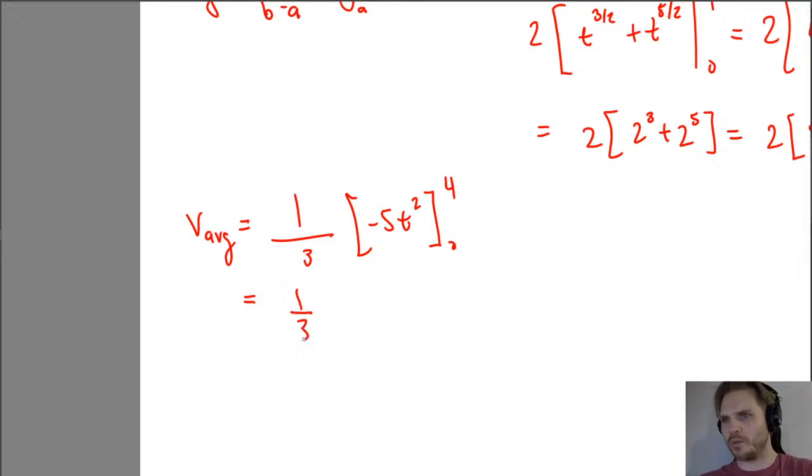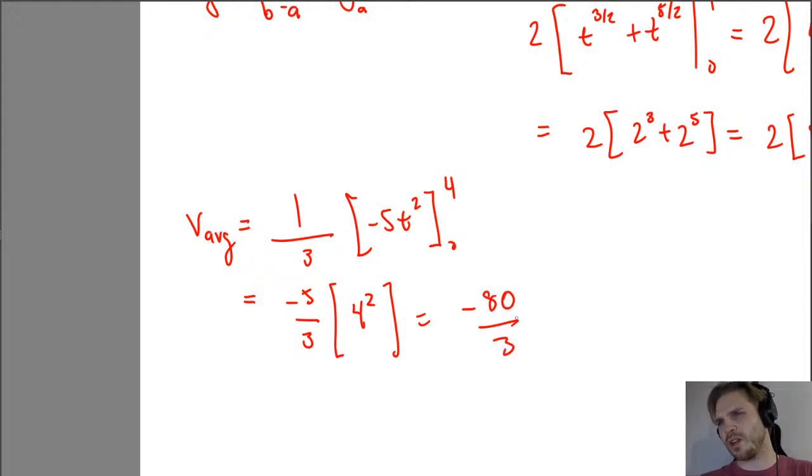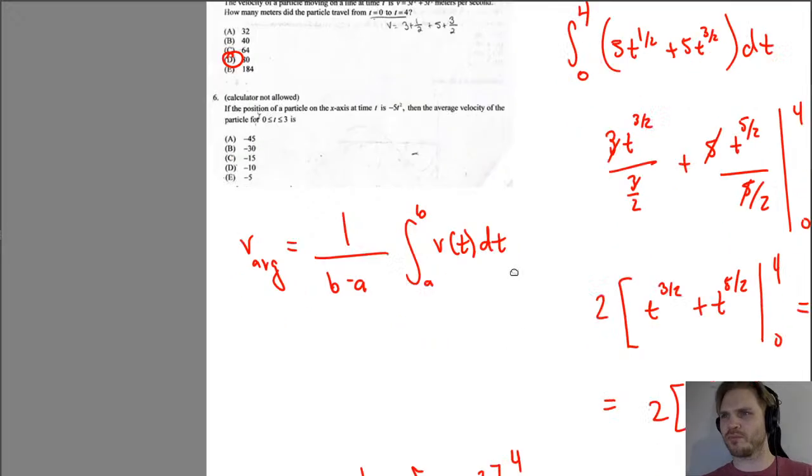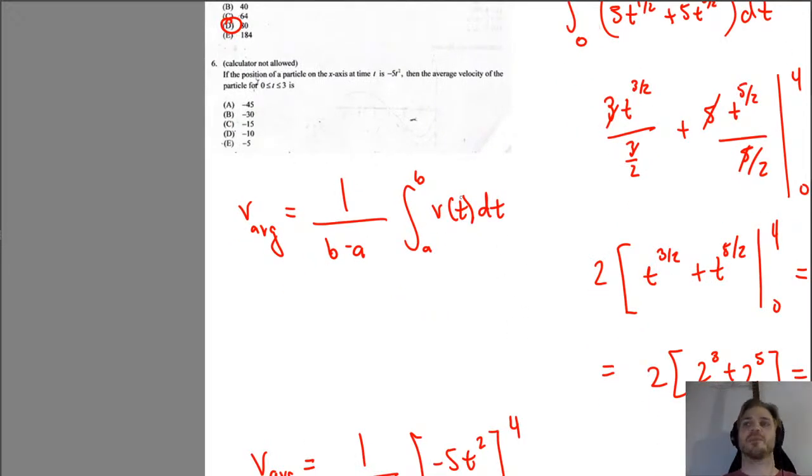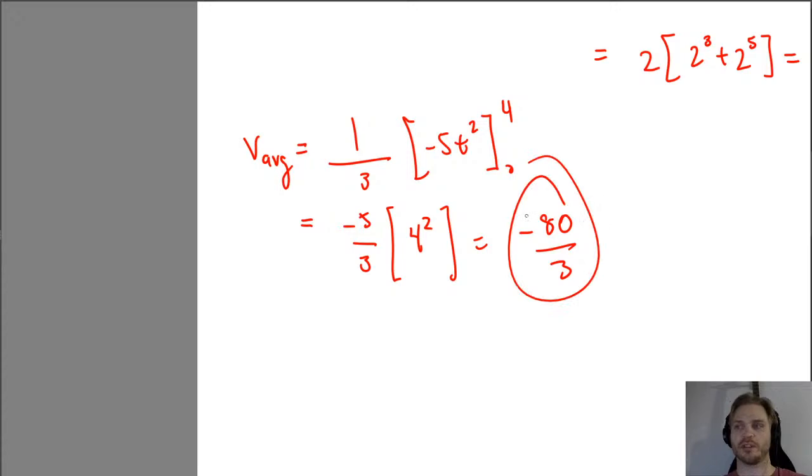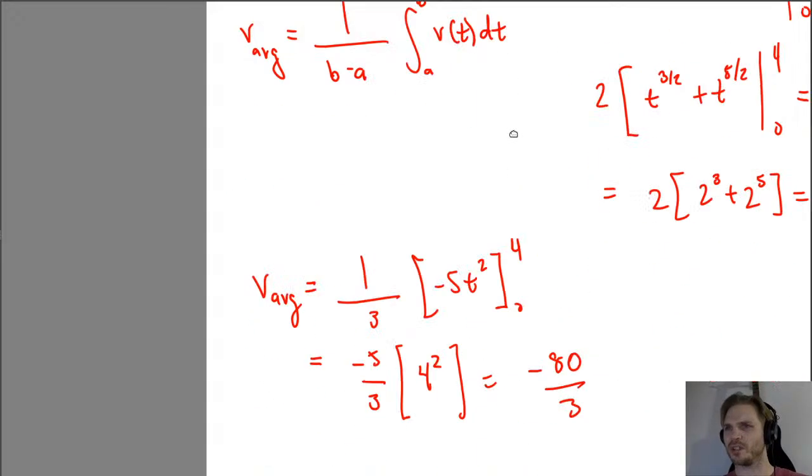Okay, so then we got 1/3. Why don't I pull out the negative 5 too? So it's going to be negative 5 over 3. We're going to evaluate this from 4 squared minus 0 squared. Okay, this is 4 squared, so this is 16, so negative 80 over 3. And let's think about that. Does it make sense? It's average velocity. So if your velocity can be negative, since it's a vector function, negative implies like backwards or left, since it's on the x-axis. So we're cool with that. That's fine.